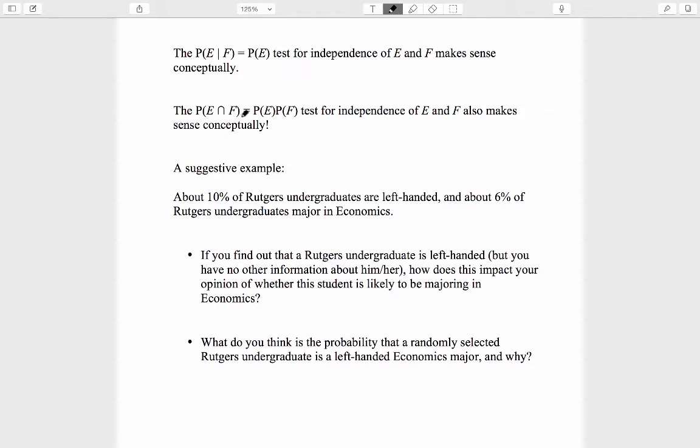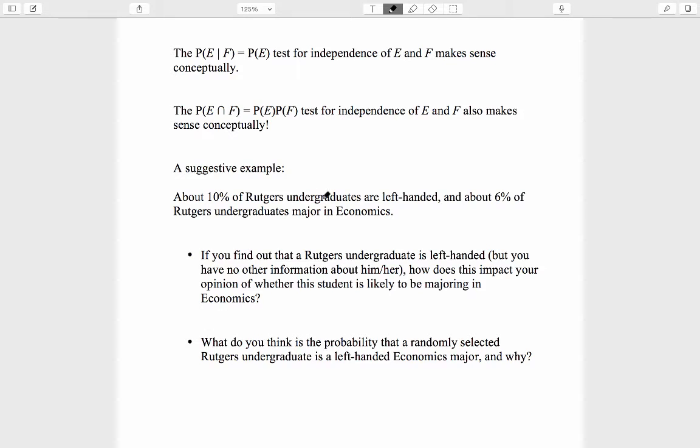But our new test also makes sense conceptually. The test of whether the probability of E intersect F equals the probability of E times the probability of F. Conceptually, the equality of these two numbers does have something to do with independence. Here is a suggestive example to help us understand.